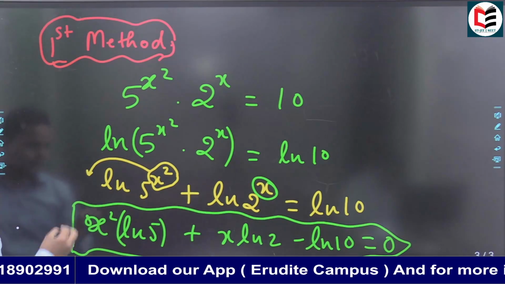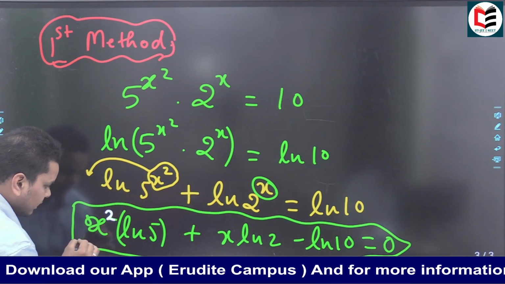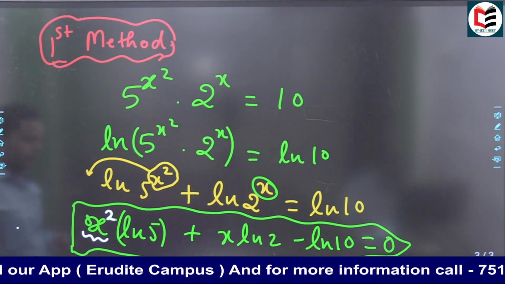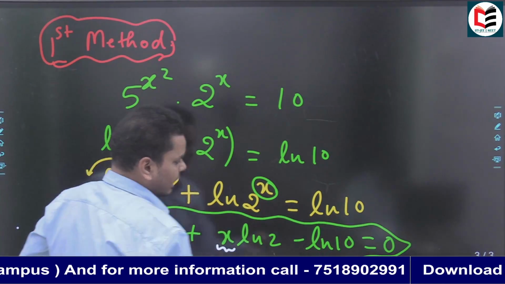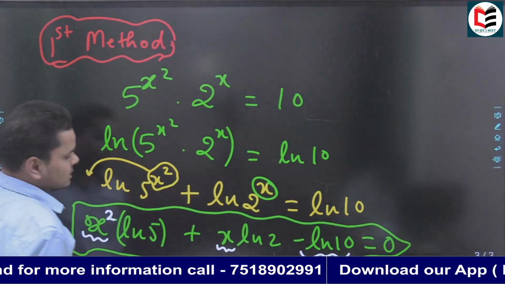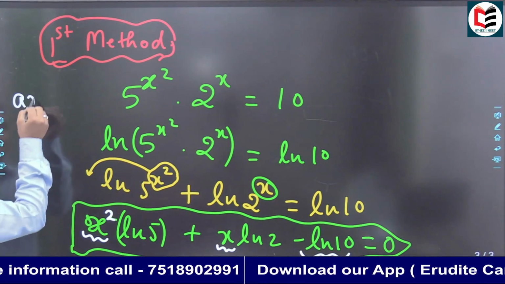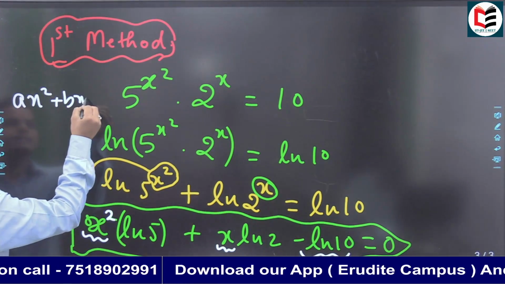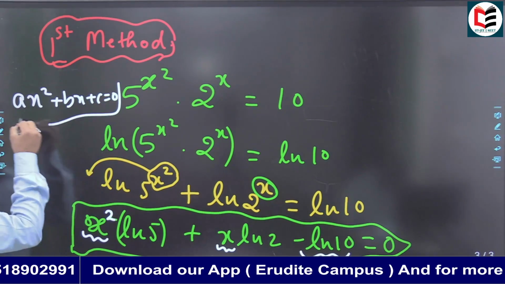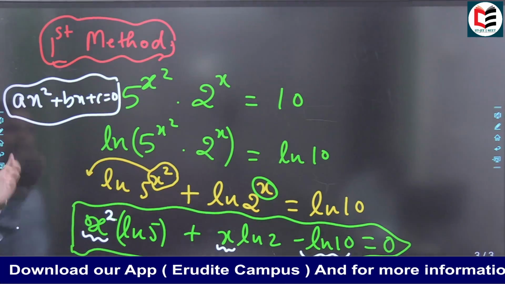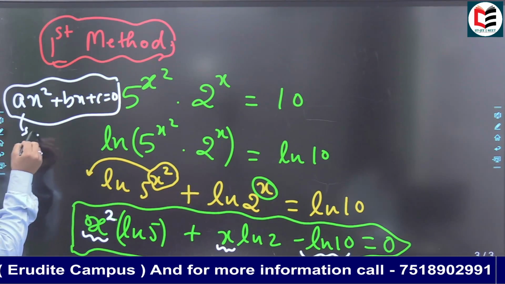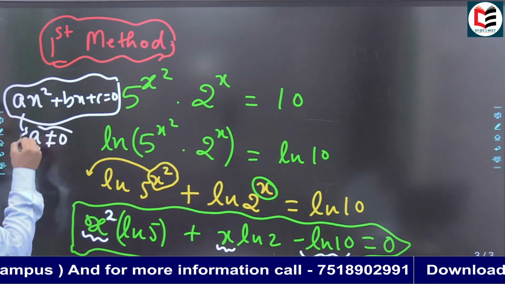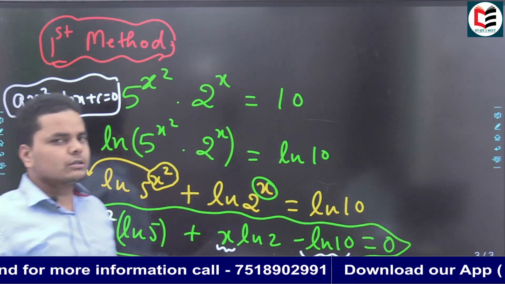How? Here is the power 2 variable, and here is the power 1, and here is a constant. It means it is a form of ax square plus bx plus c equals 0. Every quadratic equation is in the form of ax square plus bx plus c equals 0, provided a should not be equal to 0.